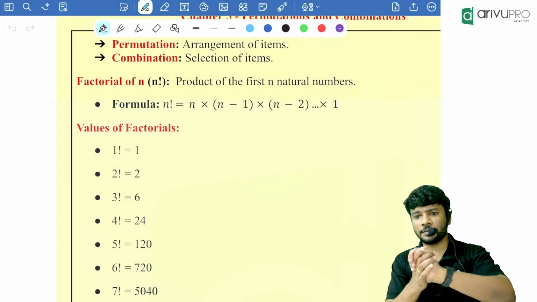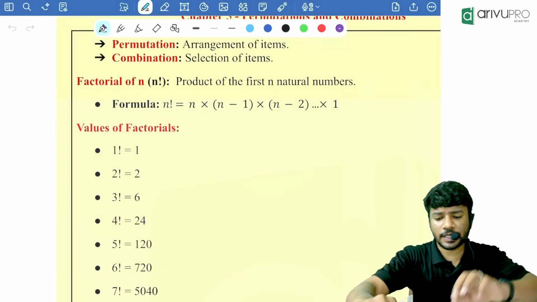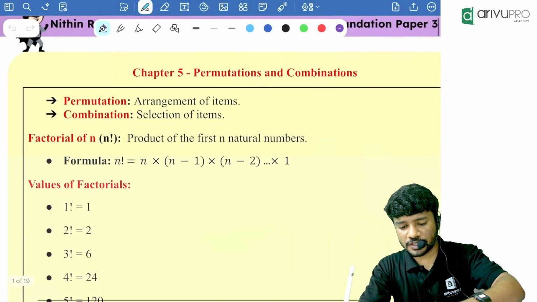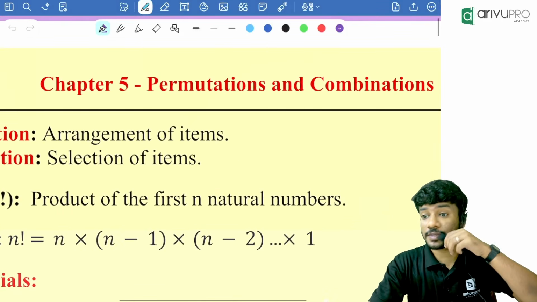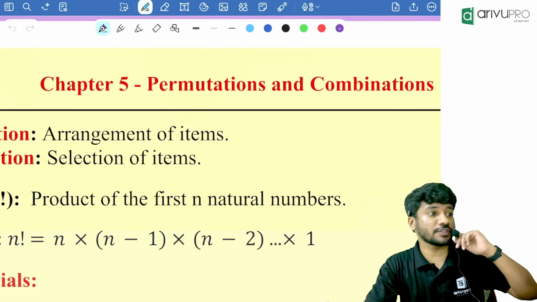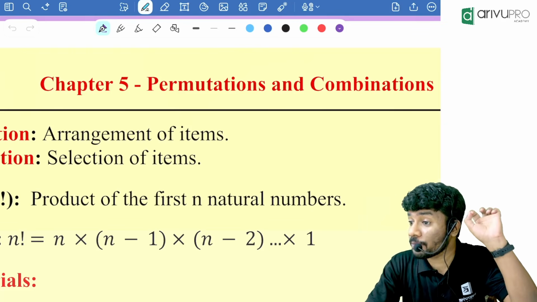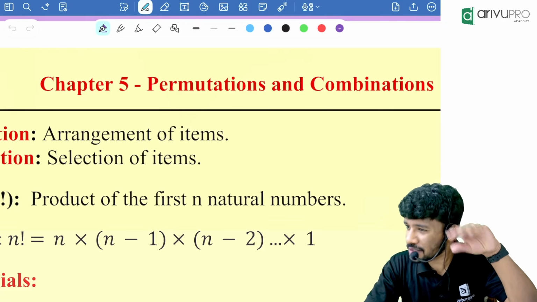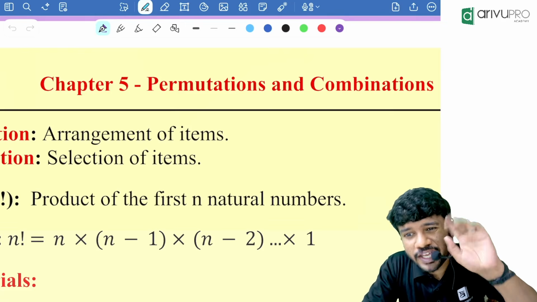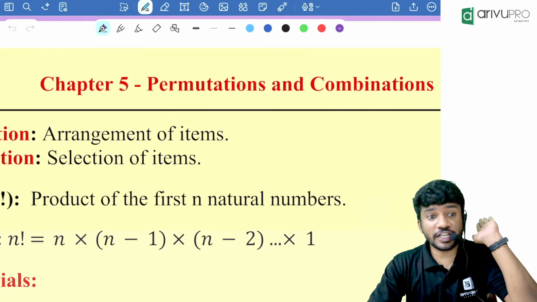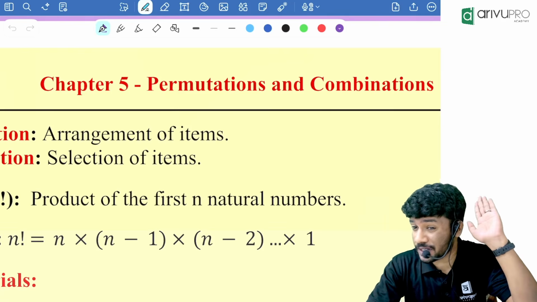Yes, everyone, welcome back. The chapter name is Permutations and Combination. If you ask me, the exact name of the chapter is Basics of Permutation and Combination. Basics. They are only talking about the very basic thing, and we are only studying the basic thing. It is not complicated at all.